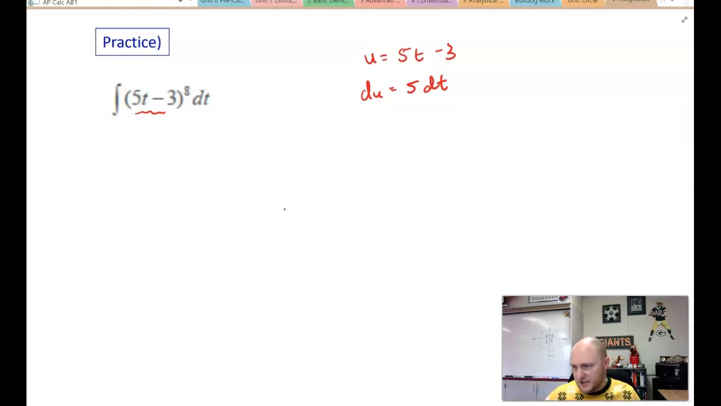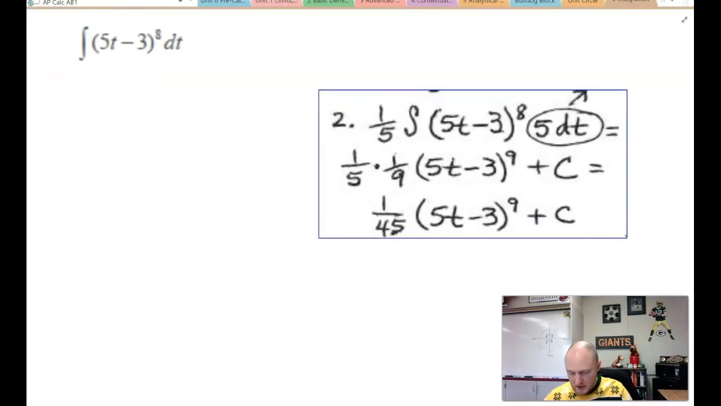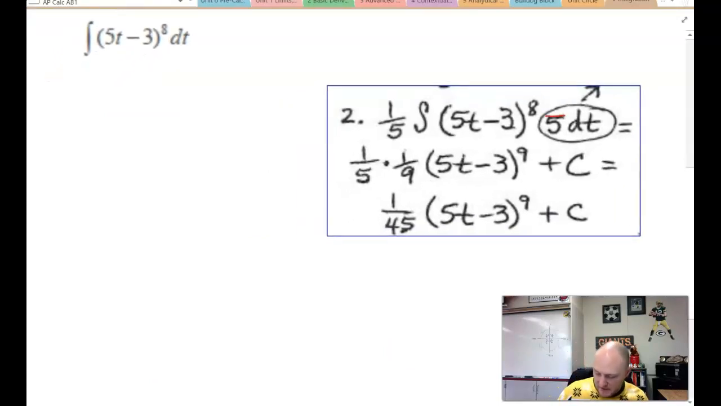All right, here is the solution. When you introduce that hook-on factor of 5, you also have to balance it with the 1/5, and then your power increases by 1 to 9. Divide by your new power, which is dividing by 9, or multiplying by 1/9, and you get your answer. Did you get it right? Good job, good job.